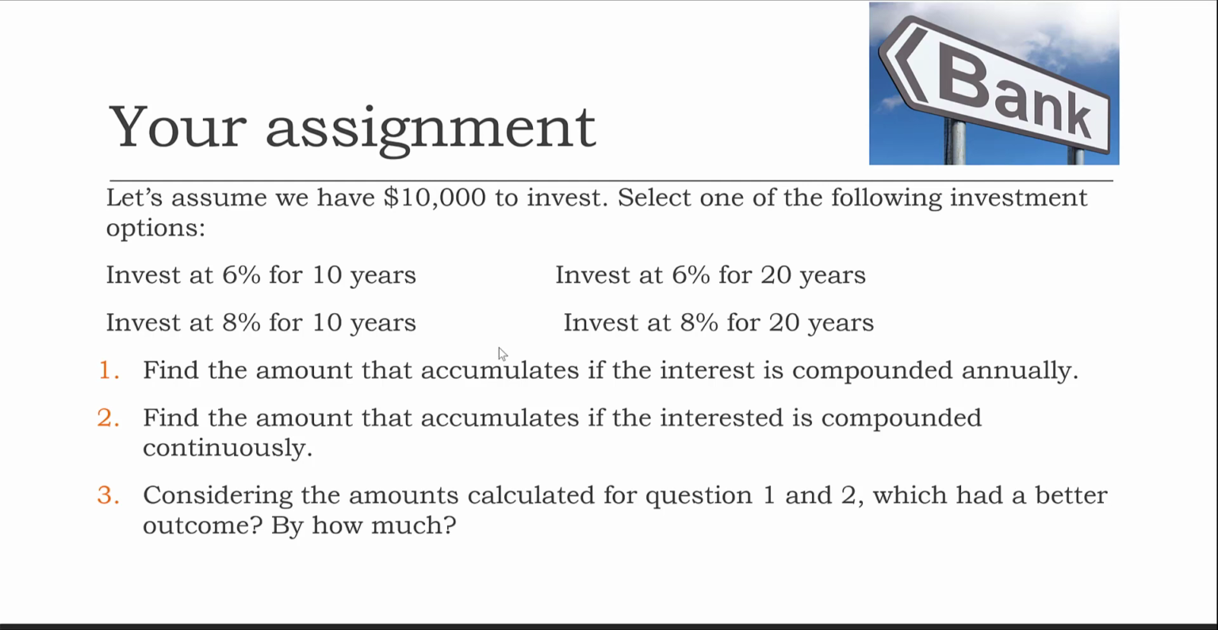Considering the amounts that you calculate for questions 1 and 2, which one had a better outcome and by how much?